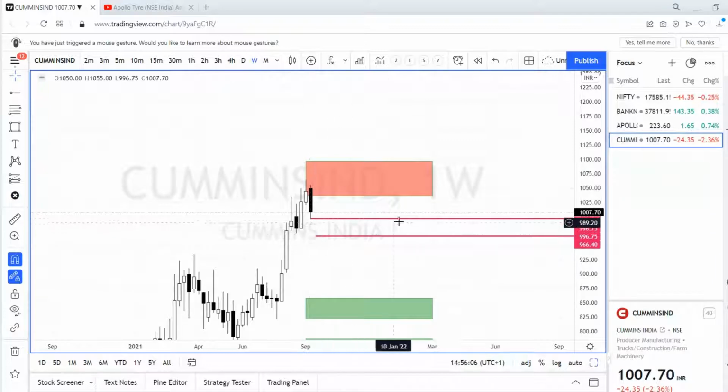Between these two lines there is a significant amount of buy orders, well, not significant, but there are buy orders. And if this zone gets broken, this bottom line gets broken, then we will see the price come to this level where it can pick up the demand and then start rising again.